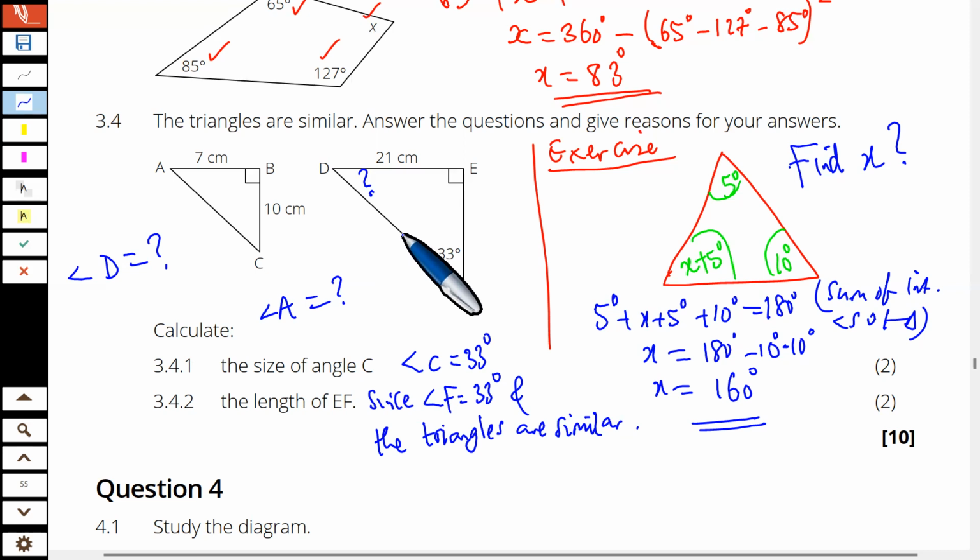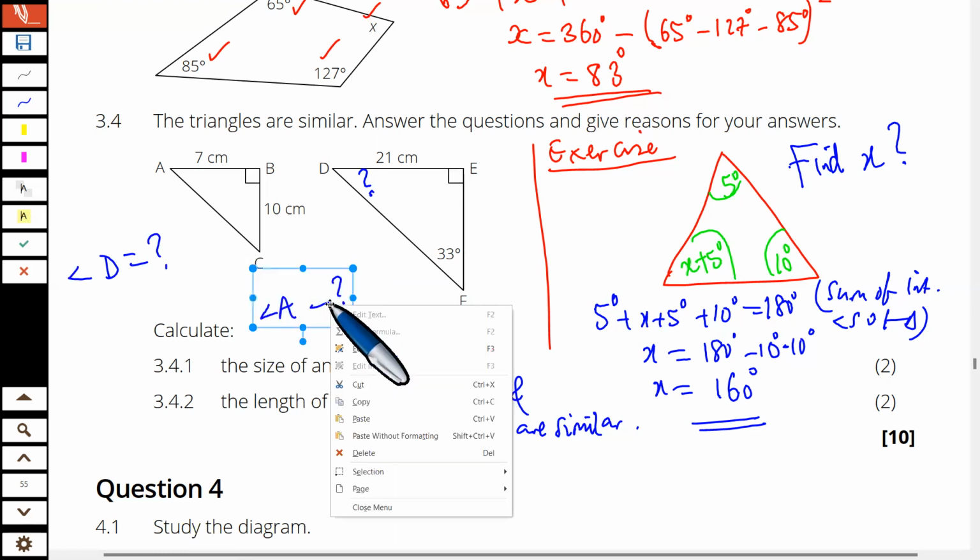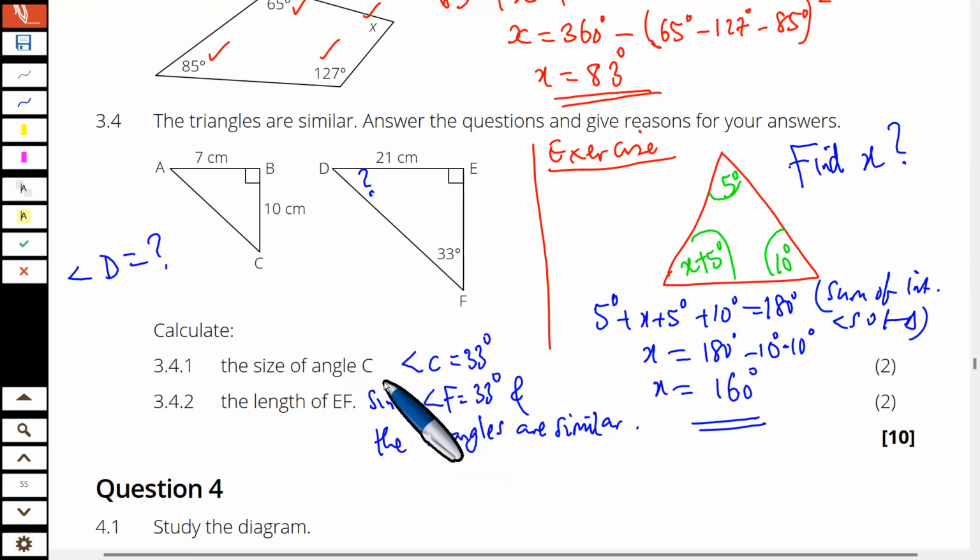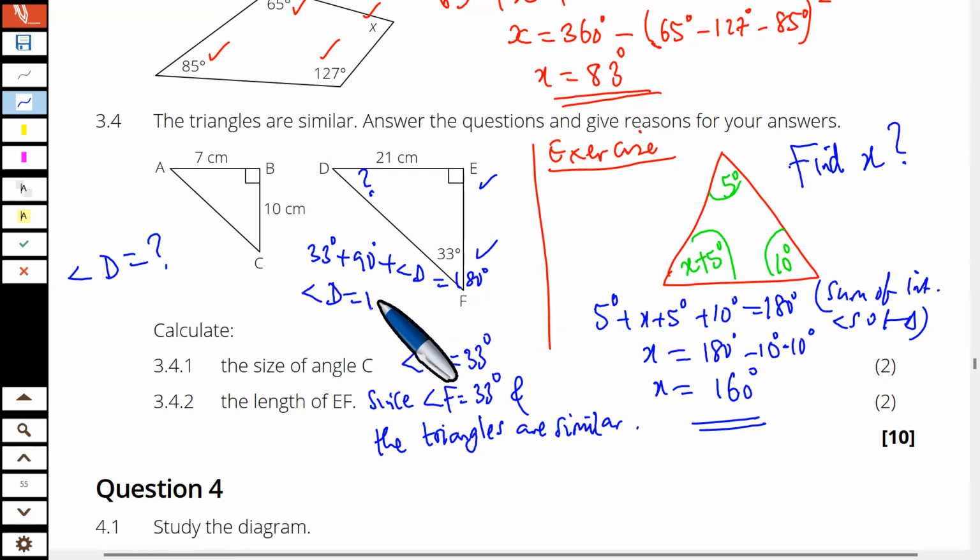So to get the size of the angle D, what we require is that we add all these up. So we're going to add 33 degrees, this one, plus 90, plus angle D, which is 180 degrees. So angle D is 180 minus 90 minus 33 degrees.